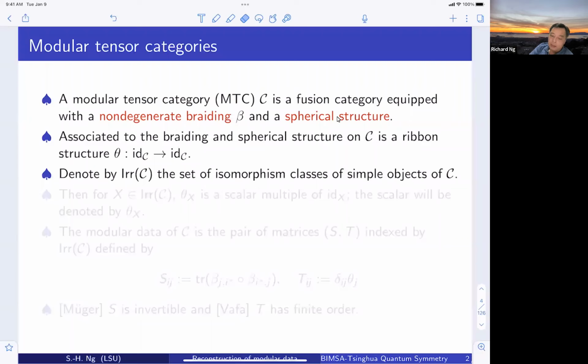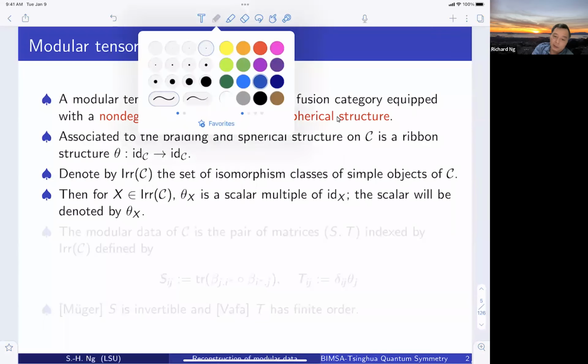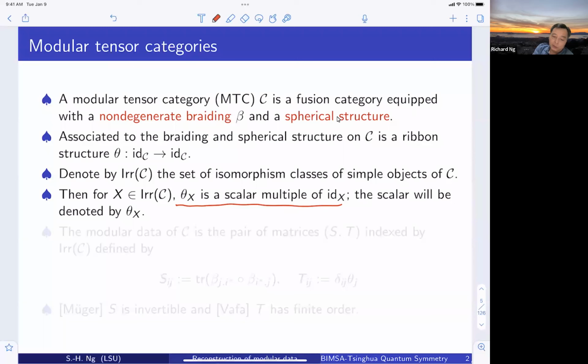So instead of using the word ribbon category, I just define the ribbon structure using the braiding and spherical structure. The set of isomorphism classes of simple objects is denoted by Irr(C), irreducible objects. The unit object 1 is always there by definition of fusion category. For any irreducible or simple object x in C, theta x is actually a scalar multiple of the identity, by using Schur's lemma or the definition of fusion category. So we usually denote the scalar also by theta x. So theta x has two meanings here: one is the morphism, and the other is the scalar multiple of the identity. In general it won't be confusing, but at the beginning it may be.